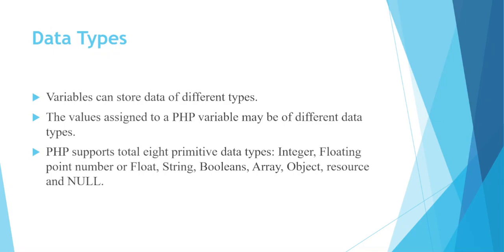PHP supports a total of 8 primitive data types. One is integer, the second one is floating point numbers or float, fourth one is strings, fifth one is boolean, sixth one is array, seventh one is object data type, and the last ones are resource and null data type.